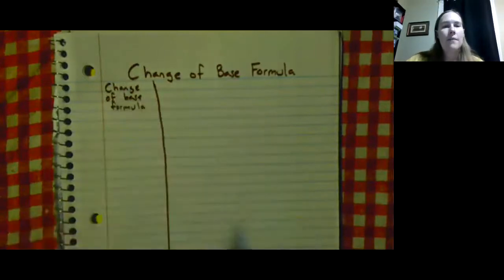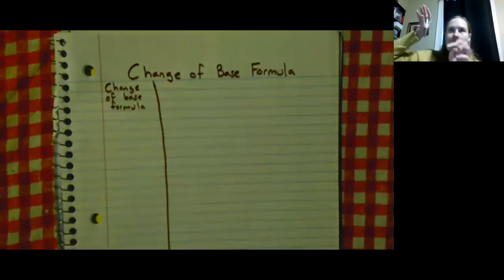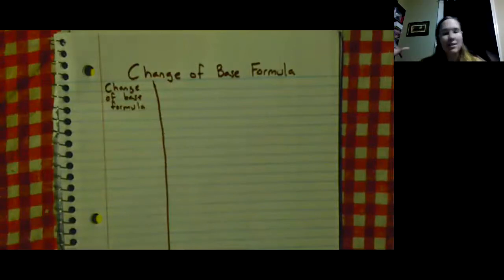When we can't figure out what that pattern is, like 2 times itself 3 times would give us 8, when we have a weird decimal or something, this is how we would get that.